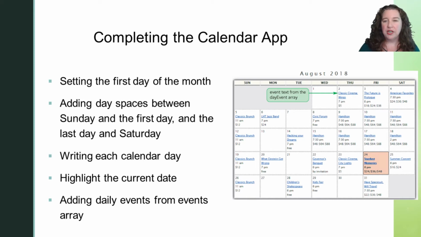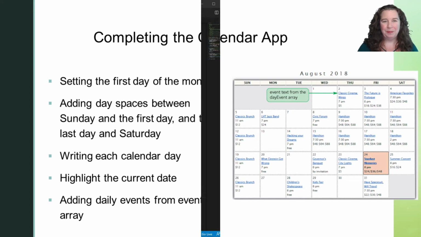We are going to set the first day of the month. We are going to add day spaces between Sunday and the first day. We're going to write each calendar day, then we're going to highlight the current date, and finally we're going to add our daily events from our events array, which is given to us. So let's go play with some code.